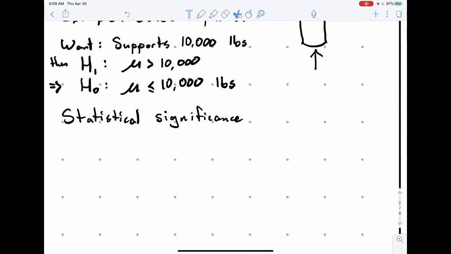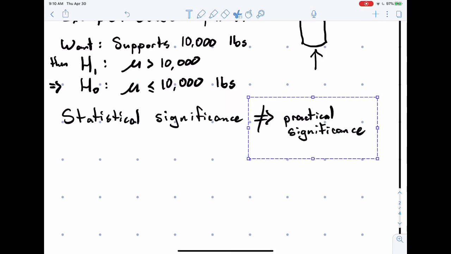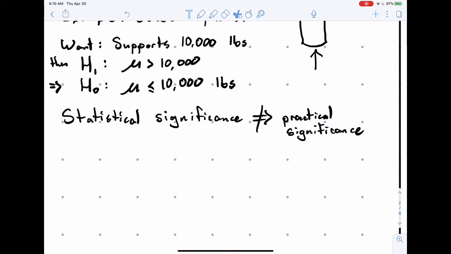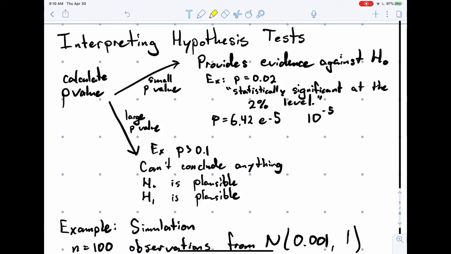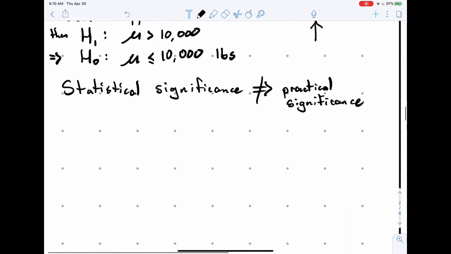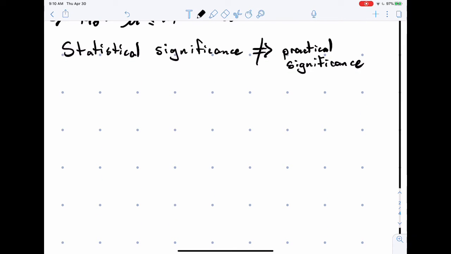Another thing to say on the subject of interpreting hypothesis tests is that statistical significance does not imply practical significance. That is, something can be statistically significant. Significance here has a technical meaning in statistics, right? It's this kind of interpretation: your p-value is small, so you say it's statistically significant at the 2% level. If your p-value is 0.02, that is the technical meaning and usage of statistically significant. People get confused, though, because they hear the word significance and they think it means the same thing that we use in common everyday English usage, which is typically practical significance. But they are not the same.